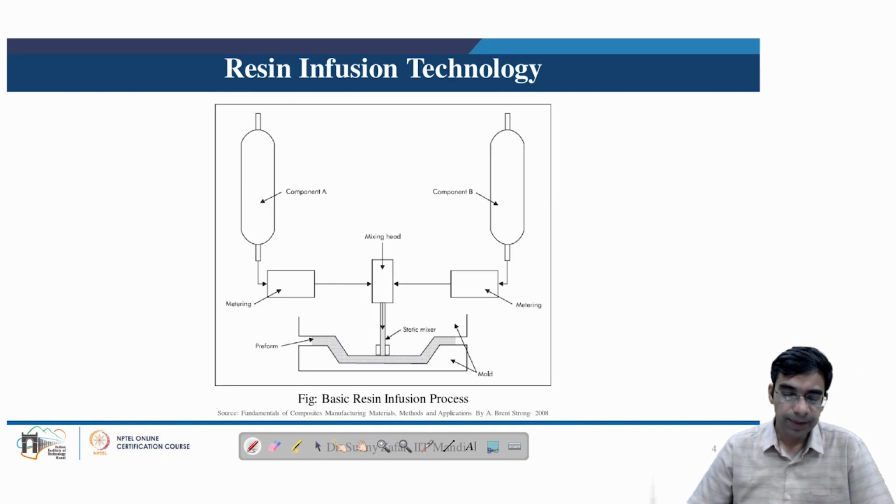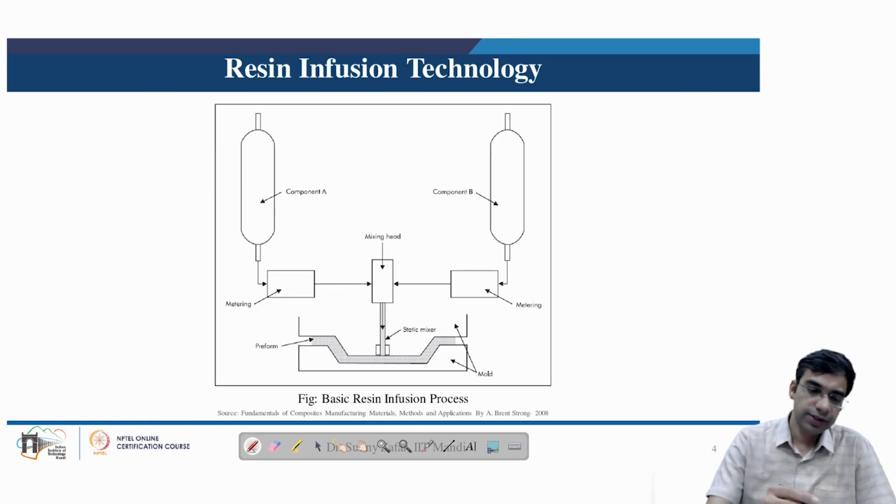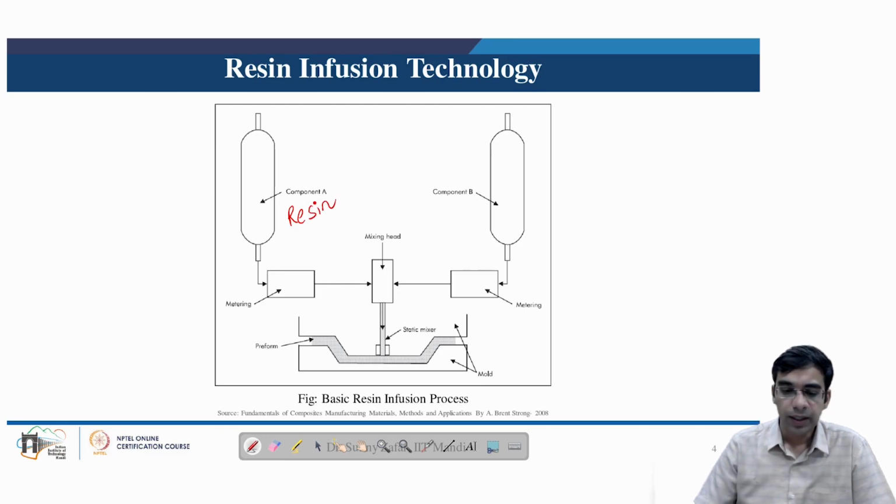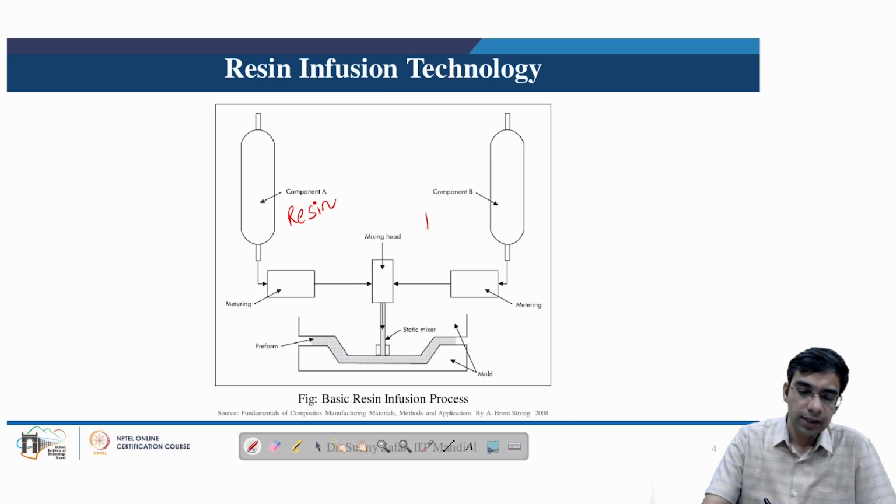If we understand the basic philosophy of the resin infusion process, it essentially consists of two tanks having components A and B. Here components A and B refer to, say, the resin. Component A is the resin or the epoxy resin, and component B may contain the hardener.